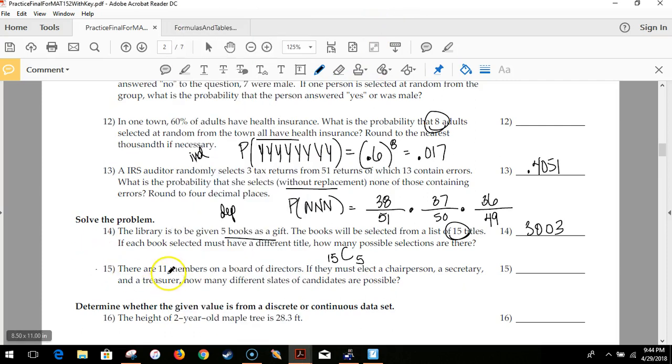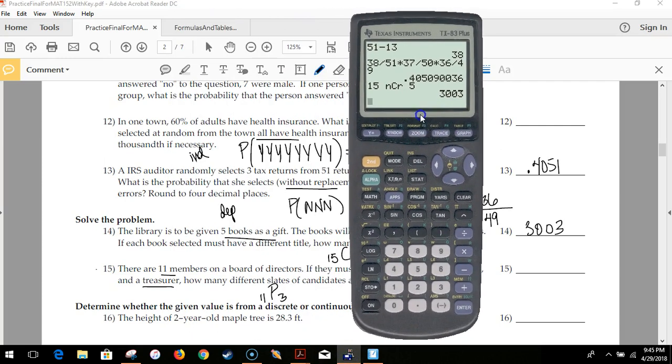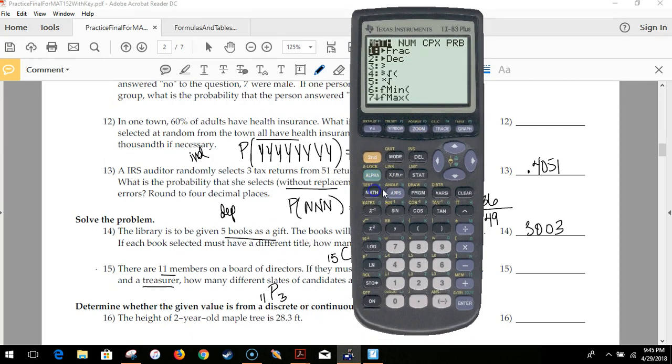Number 11, order does matter because first I'm going to pick a chair, and then I'm going to pick a secretary, and then I'm going to pick a treasurer. And if order matters, that's a permutation. So of the 11, I'm going to pick 3, but order is important. So now I have 11 math, probability, and now I need to pick number 2. If order is important, you want a P. That's a permutation. If it's a combination, order doesn't matter. Pick 3, 990.